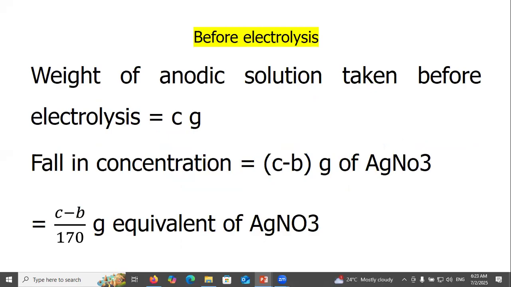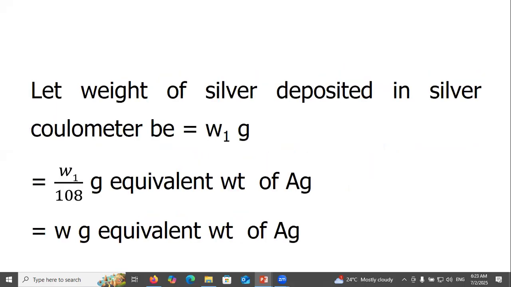Before electrolysis, weight of electrolytic solution taken before electrolysis is C gram. Fall in concentration is C minus B gram of silver nitrate, that is C minus B over 170 gram equivalent of silver nitrate. Let weight of silver deposited in silver colorimeter be W1 gram, equal to W1 over 108 gram equivalent weight of silver, W gram equivalent weight of silver.